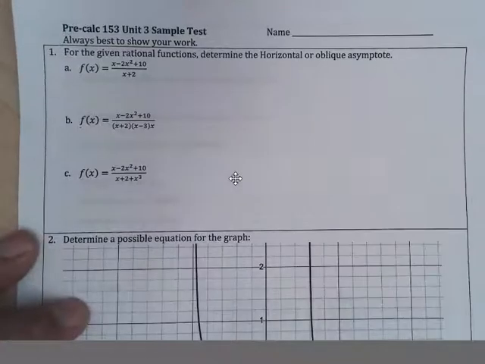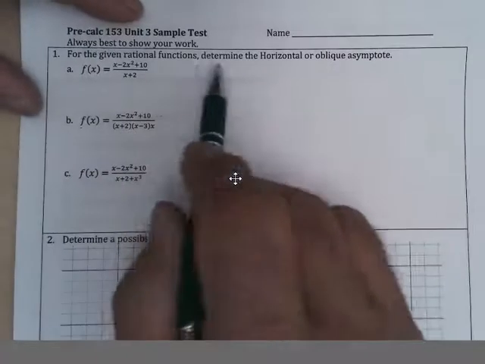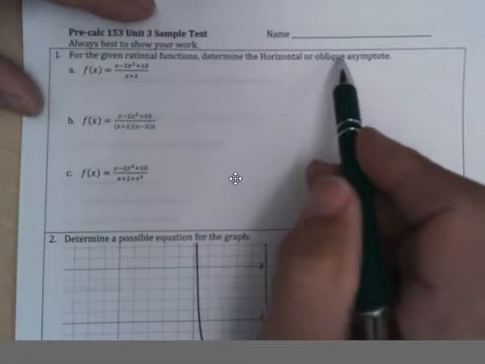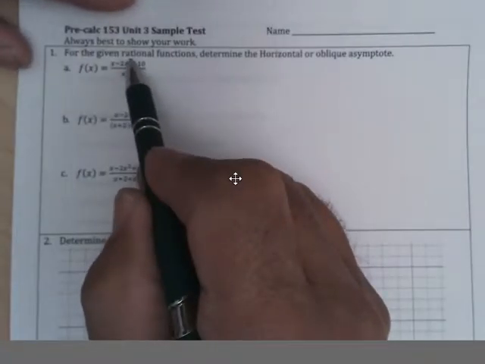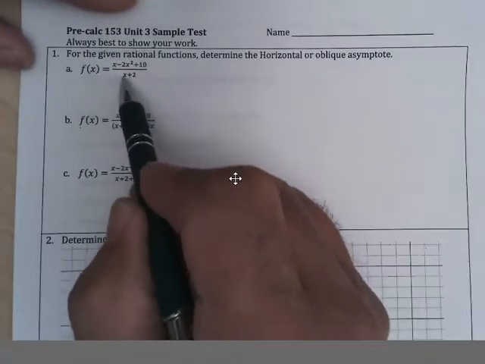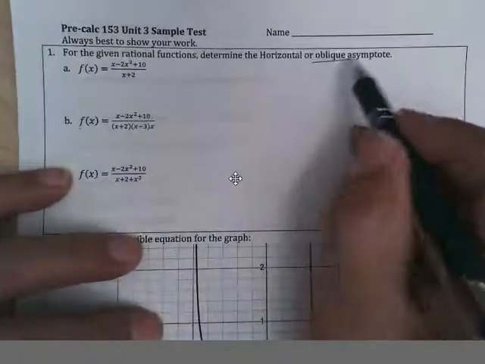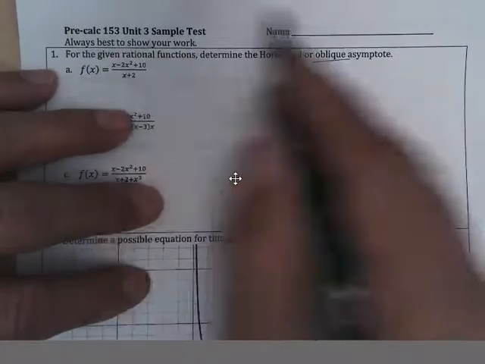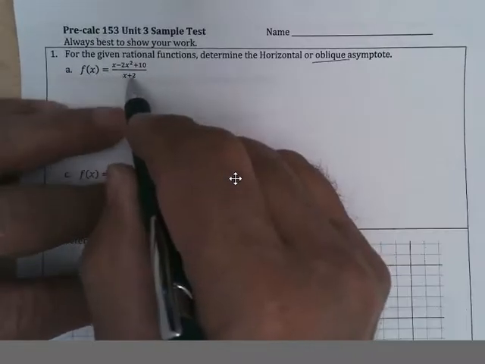Okay, we've got a sample test here, and we're supposed to look at the given rational functions and determine the horizontal and oblique asymptotes. The degree of the numerator is 2, the degree of the denominator is 1, so this is going to have an oblique asymptote. To find it, we have to divide this into that, and since it's a single factor, I could use synthetic division.